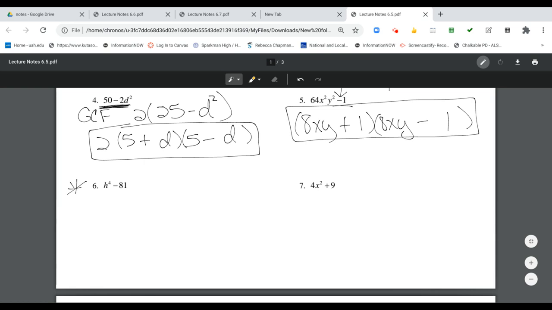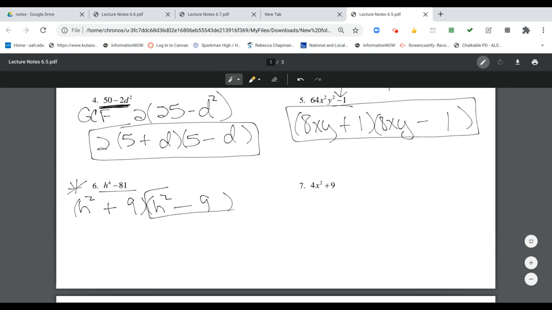we are going to have to do what I call a double difference of squares. So we're going to factor it once, and then we're going to have to factor it again. When I look here, my exponent is even. It's a 4. 4 is an even number. 81 is a perfect square, 9 times 9. So I'm going to break that into h squared and 9, 1 plus, 1 minus.